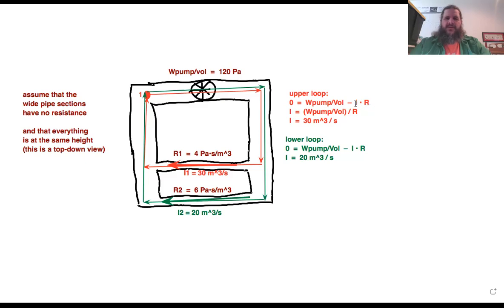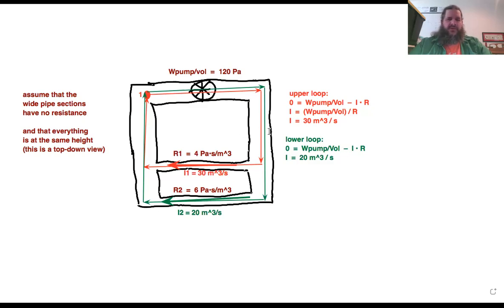So the current that's used in the equation is specifically the current in the section that has resistance. If the wide pipe has no resistance, then the current through it doesn't really matter in the sense that it doesn't show up in the equation. We would care about it if the wide pipe did have enough resistance to worry about. And realistically, every pipe has resistance. But if the pipe is very wide or very smooth or not very long, then we can assume its resistance is small enough to not really matter very much.